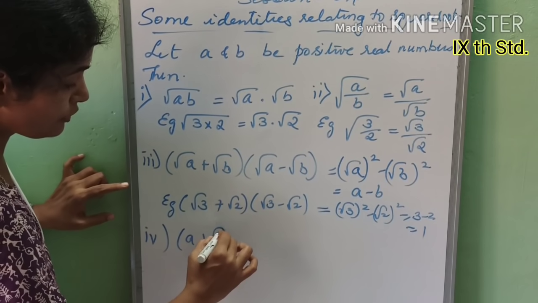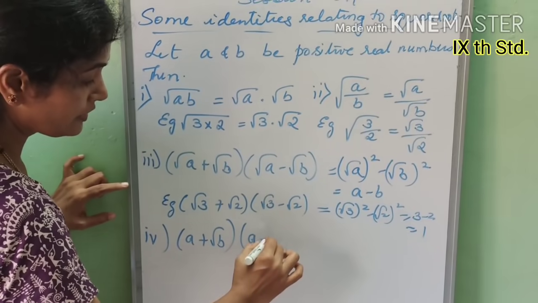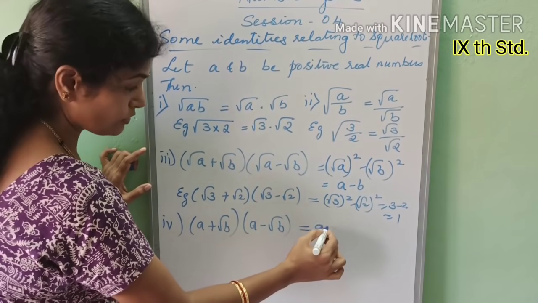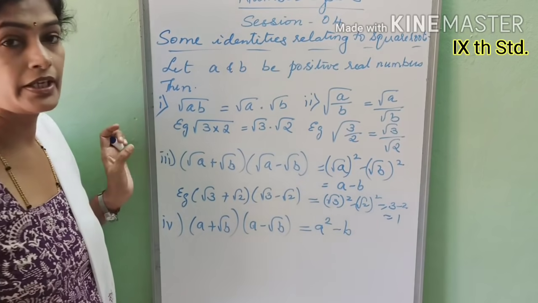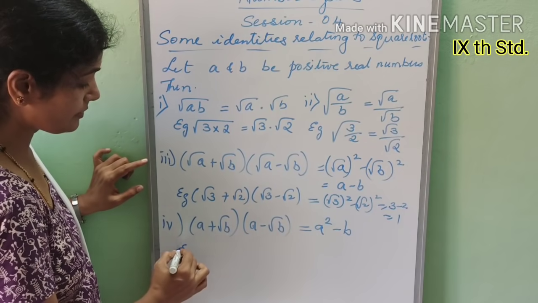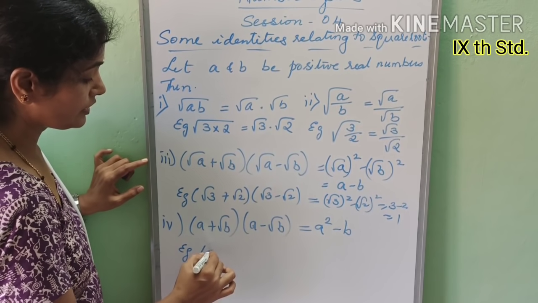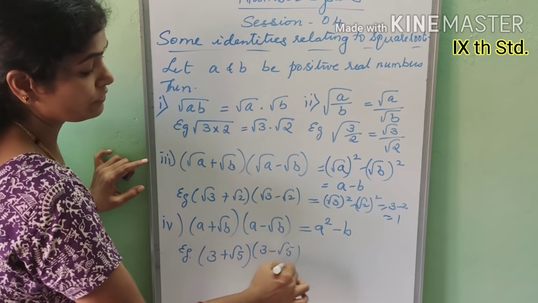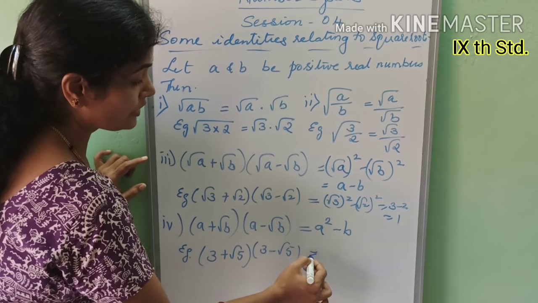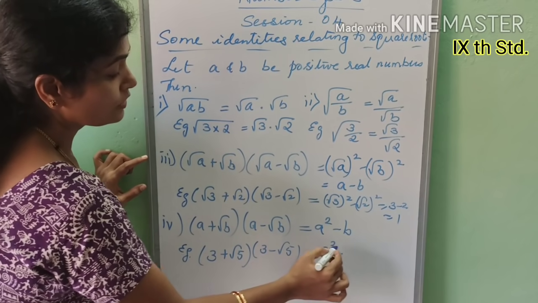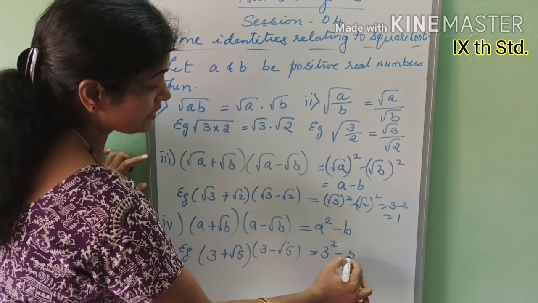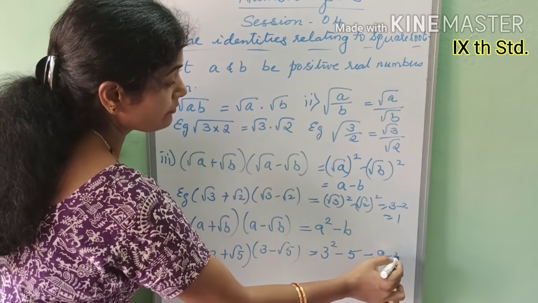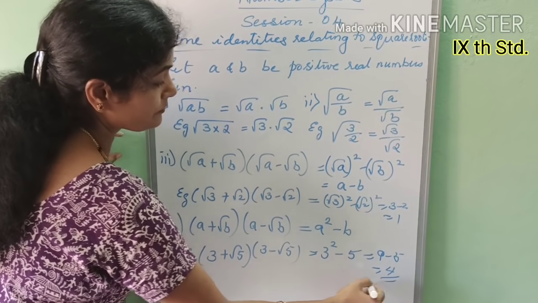So next one: A plus root B into A minus root B is equal to A square minus B. Consider an example, say 3 plus root 5 into 3 minus root 5. This is equal to what? 3 square minus root 5 whole square, that is nothing but 5 here. 3 square minus 5. 3 square is how much? 9. 9 minus 5, that is 4.